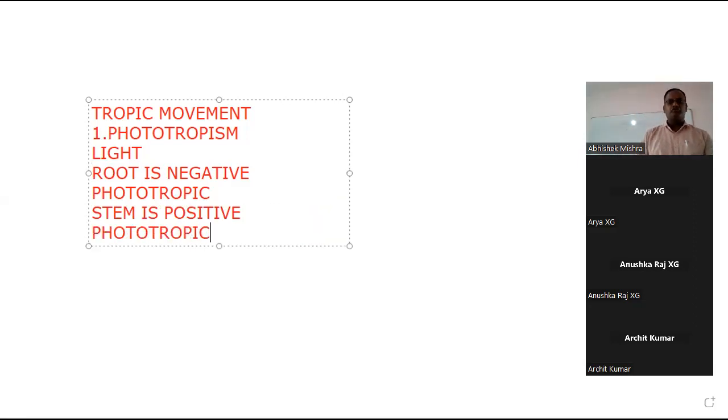Got my point? So what is phototropism? It is a type of tropic movement which is dependent on light. Phototropism is the directional movement in the plant in response to light. In this case, the root is negatively phototropic because it is growing away from the light, while the stem is positively phototropic because it is growing towards light. Is phototropism clear to all?